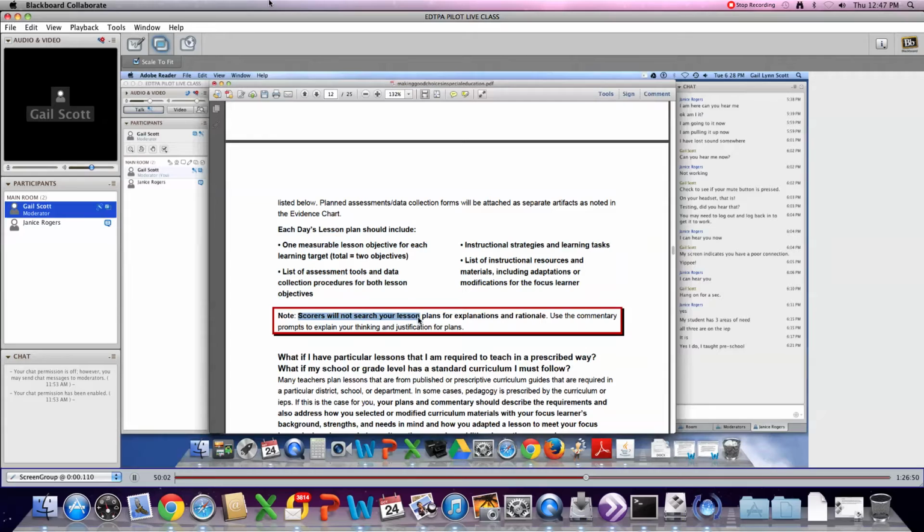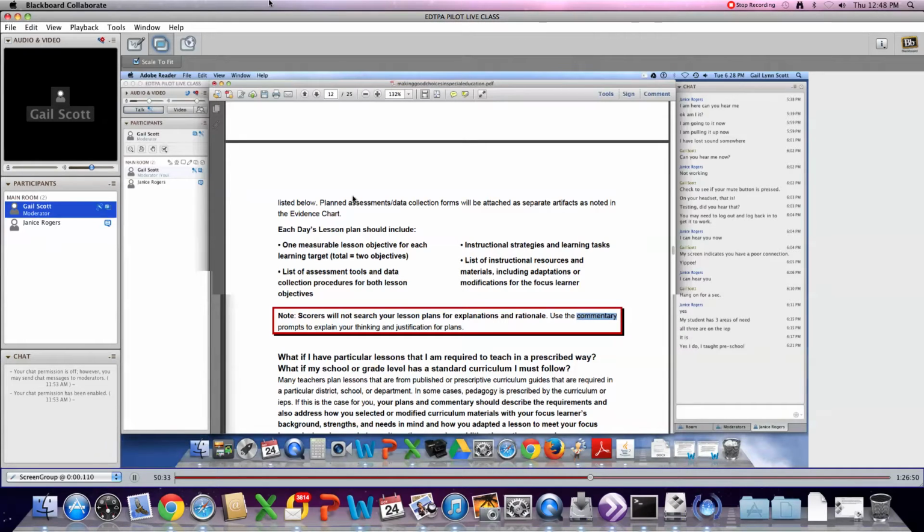Scorers are not looking for a rationale or explanation. They're not looking for why you selected these strategies or your rationale based on learning theory. It's good learning theory to begin with what a student knows and move from the familiar to unfamiliar. That's a good teaching strategy based on good learning theory. They're not looking for that in your lesson plans. They'll look for that in your commentary. So if your lesson plans are too long, make sure you take that out.